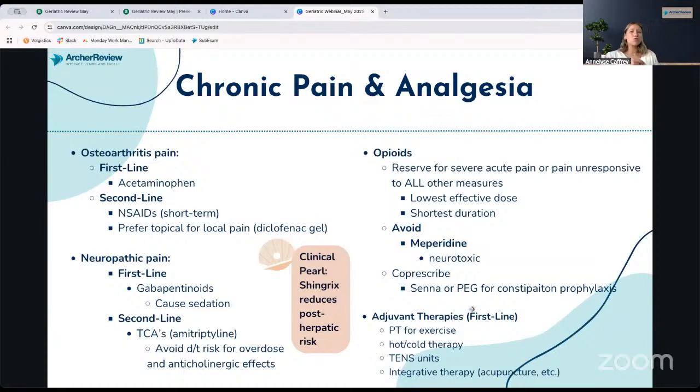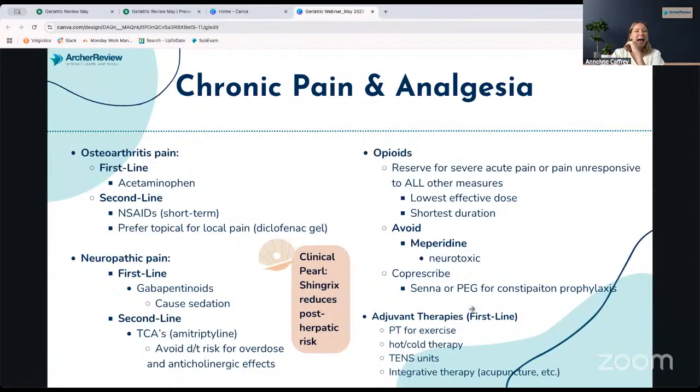Second line, if it's really, really bad and it's really affecting their quality of life, is TCAs. I hate prescribing TCAs, so I really try to avoid them. But if there's no other option and their quality of life is terrible, there may be an argument for starting them on it because it has been shown to help a little bit.